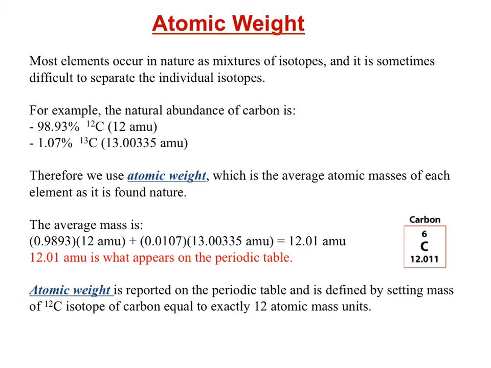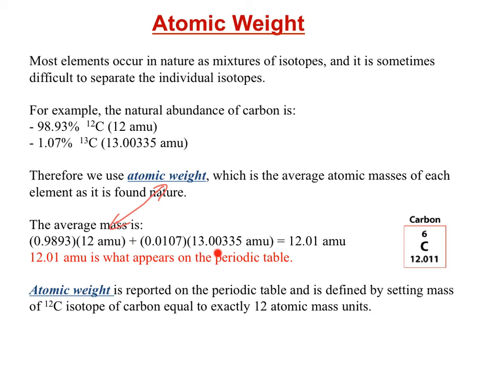So when we talk about atomic weight, or like I said, the average atomic mass, these are really the same thing. It's taking the average atomic masses of each isotope of an element found in nature. In particular, we could look at carbon, where we take 98.93%, which we convert to a decimal, times its atomic mass, 12 atomic mass units.